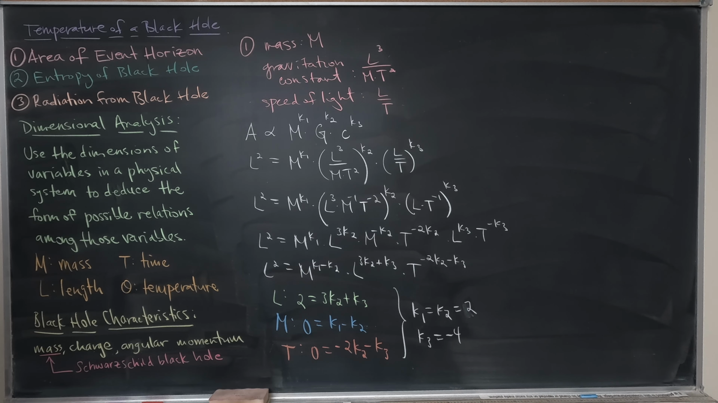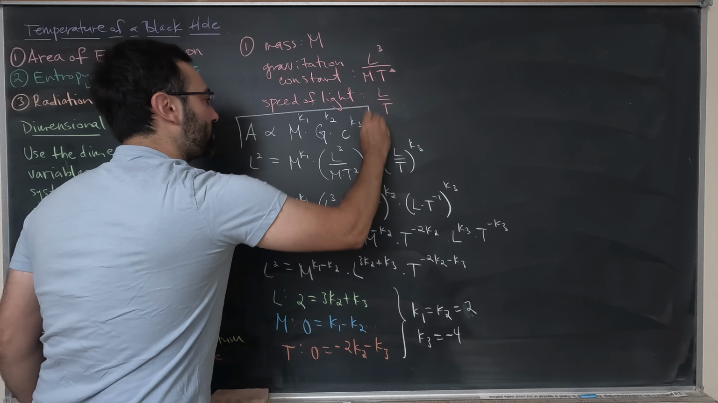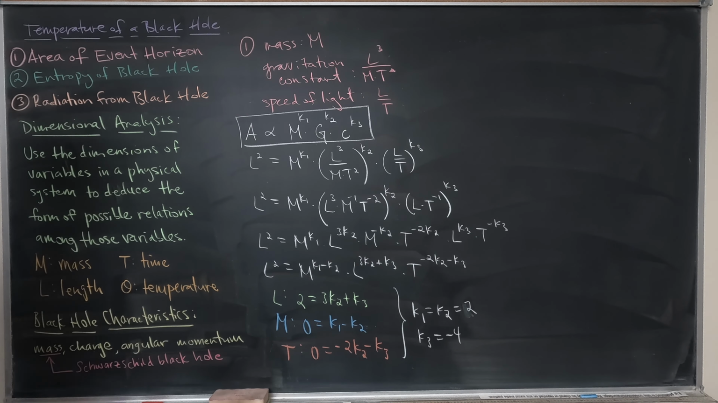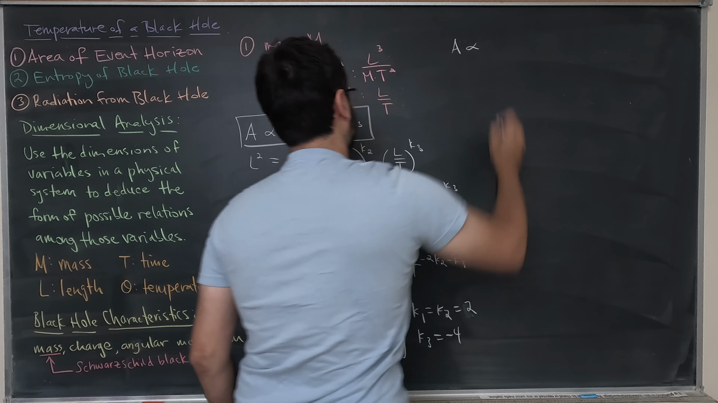So what does that tell us? It tells us that the area of the event horizon of a black hole is proportional to mass to the power of 2 times the gravitation constant to the power 2 times the speed of light to the power negative 4. So that gives us m squared g squared divided by c to the power 4.